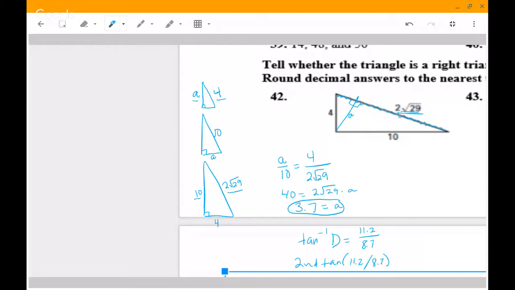So you have to figure out which trig function to use. But once you figure that out, it's just punching in the calculator. That was simpler than I thought it was. Good.